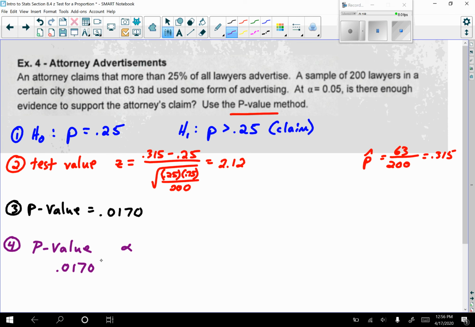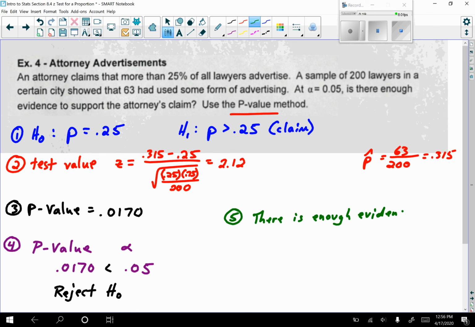0.0170, and then our alpha is 0.05. So our p-value is less than alpha in this case, which means we do end up rejecting the null hypothesis. So that our summary of the results here is that there is enough evidence to support the claim. And again, the claim being that more than 25% of all lawyers advertise.